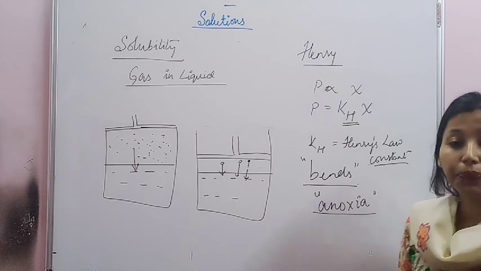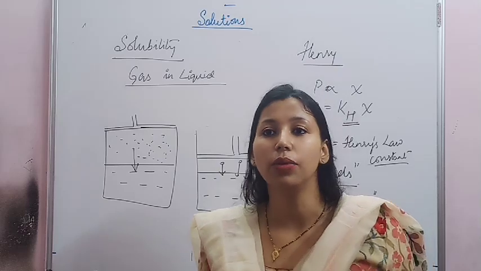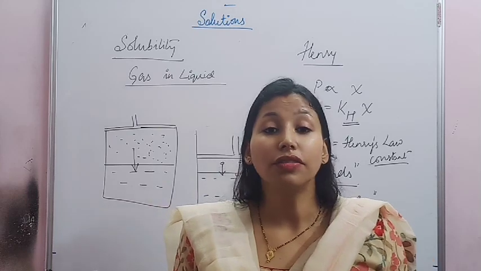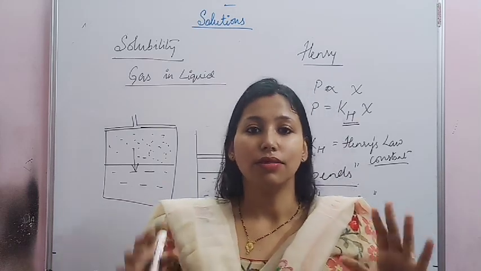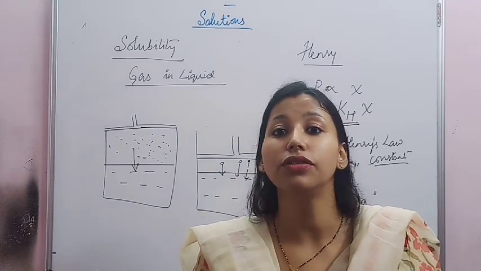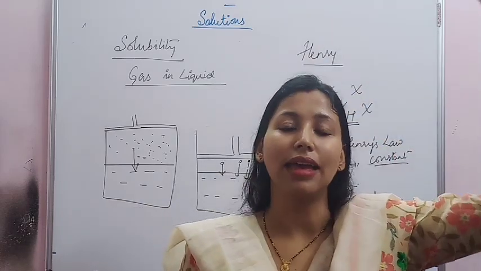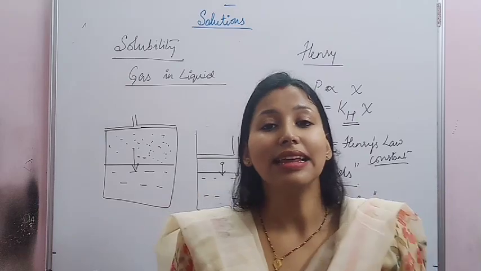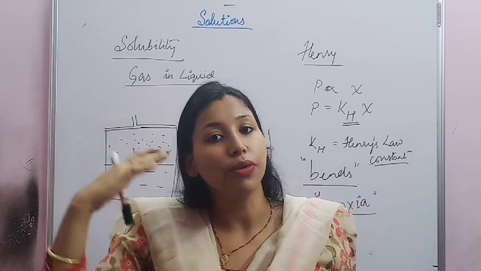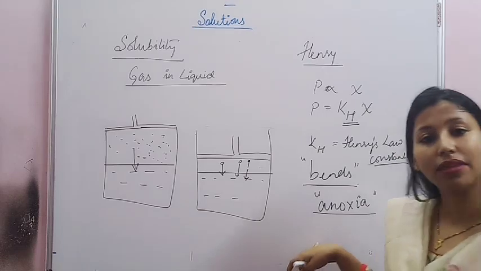Now, what is anoxia? All of us have traveled to hill stations, and when we go to very high altitudes, it is said that if you are not suffering from any respiratory problems, you should avoid going to high altitudes because the concentration of oxygen at high altitudes is very, very less. The higher you go, the concentration of gases starts to reduce. So you start breathing in less oxygen, and the amount of oxygen that reaches your brain is less. So your thinking capacity reduces. This condition is known as anoxia.